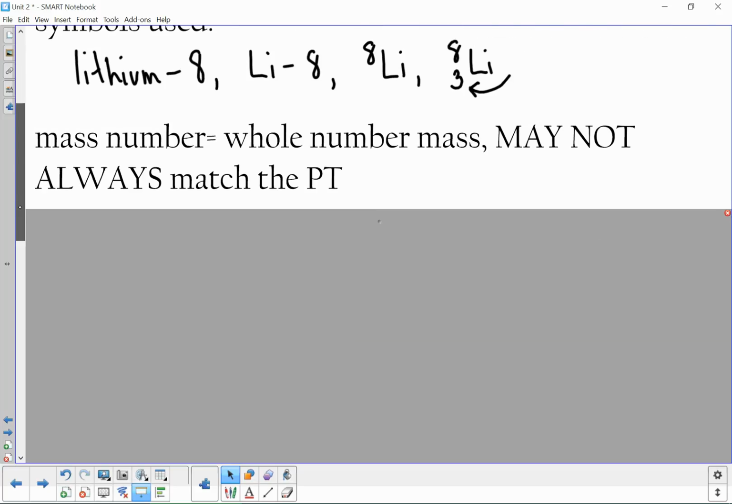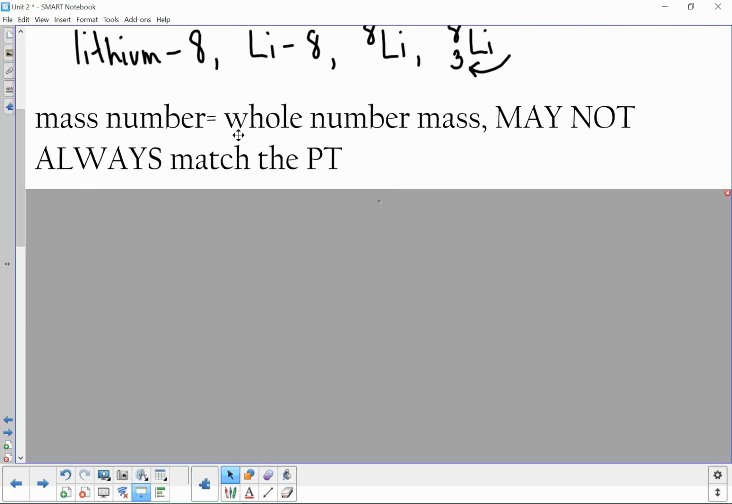The thing I want you to remember about the mass number is it has to be a whole number mass, but it might not always match the periodic table. So for example, if you looked at lithium on the periodic table, the atomic mass is listed as 6.941. But we just saw that lithium could also have a mass of 8. So remember that it's okay if the mass doesn't match what's on the periodic table. All we're doing is adding and subtracting neutrons, but it's still the same element.